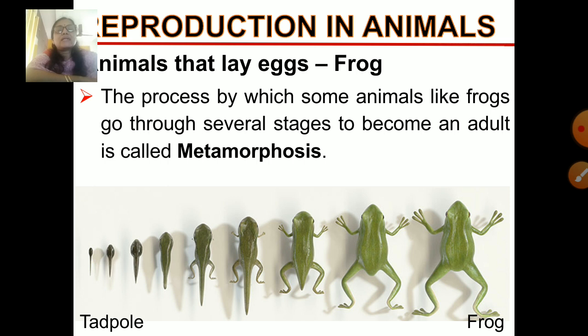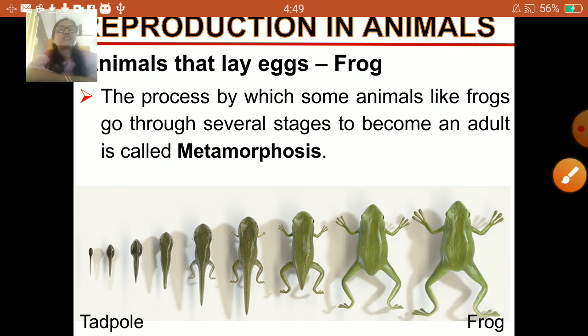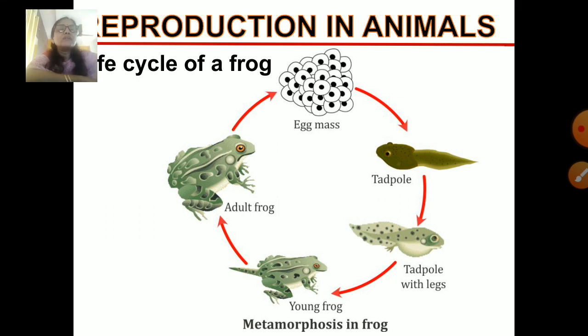Finally it has become an adult. From a small tadpole here, it has come up to here. This is the adult frog. So this process is called metamorphosis, right children? So this is how a fully developed adult frog is developed.